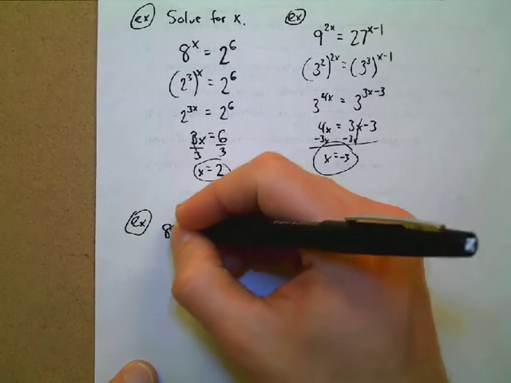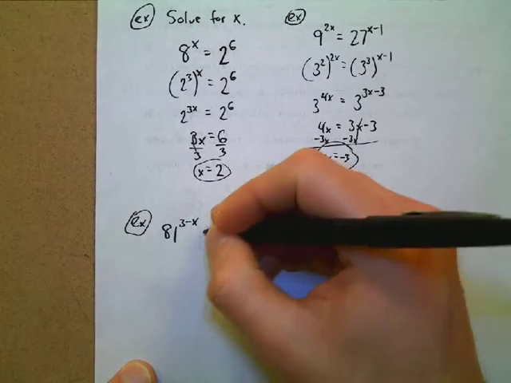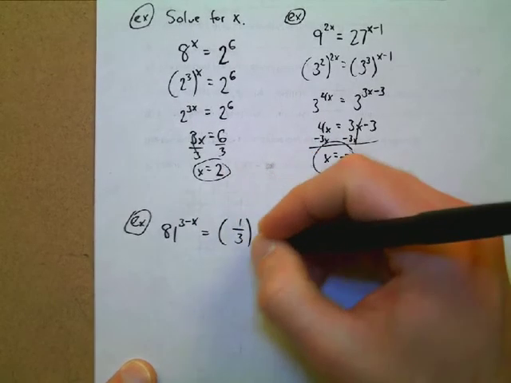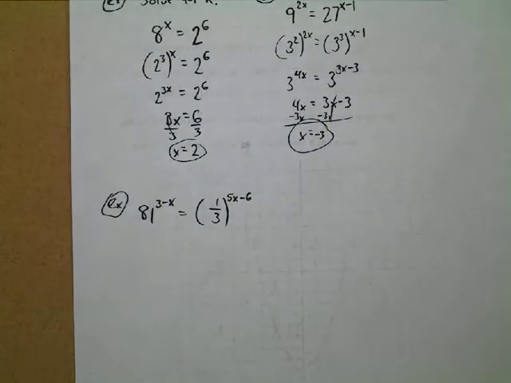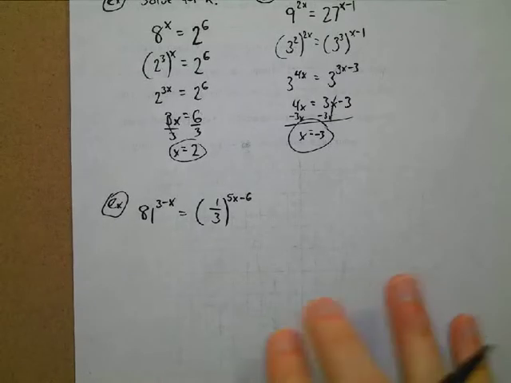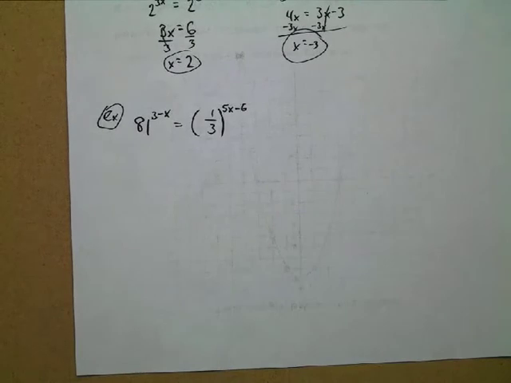81 to the 3 minus x equals 1/3 to the 5x minus 6. What's our common base going to be here? What number are we going to use for our common base? 81 is one of our bases. 1/3 is another one of our bases. What number can we use as a common base? What number has 81 as one of its powers?